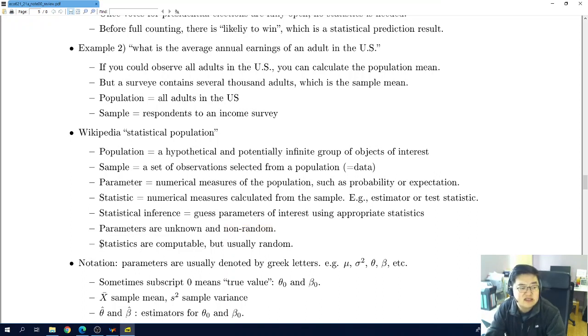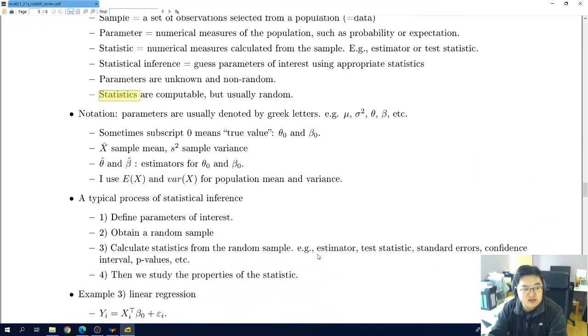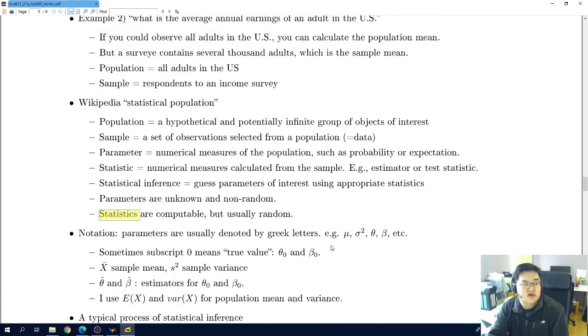And statistics, in contrast to the parameters, are the measures that are computable from the data, but usually they are random, so they may have random errors. So when you understand the distinction between them, okay, I am going to resume this part from here in the next video.